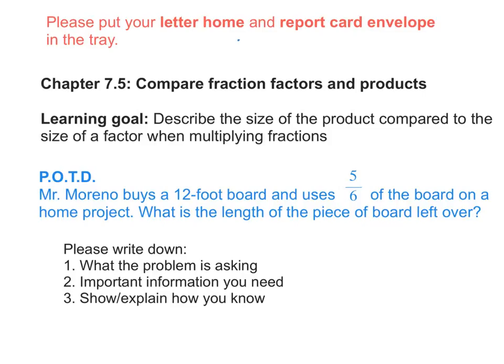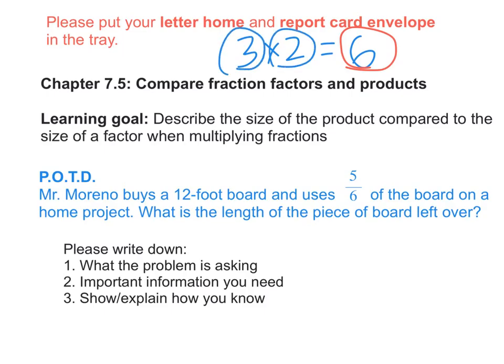Okay, if I have 3 times 2 equals 6, if I have this multiplication equation, what number is the product, Joseph? 6. The answer to a multiplication problem is the product. What number is a factor? Siddharth? 2 and 3 are the factors. So 2 and 3 are both factors. Okay. So today we're going to be comparing the size of the product to the size of one of the factors. Okay. But first, let's talk about the problem of the day.